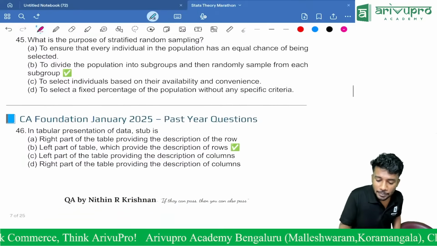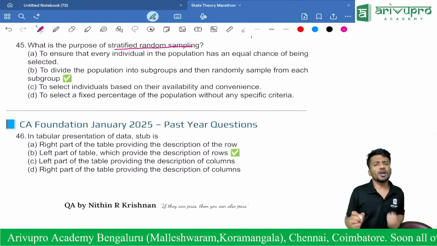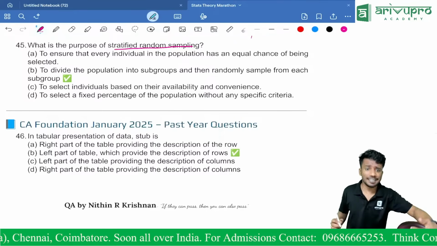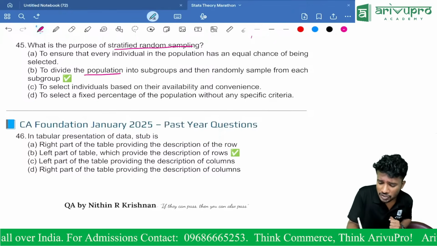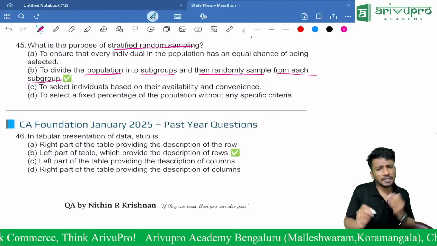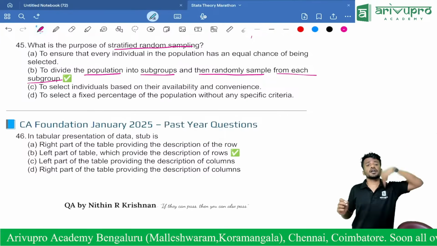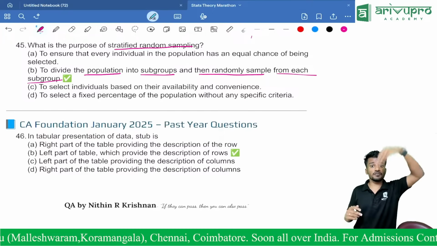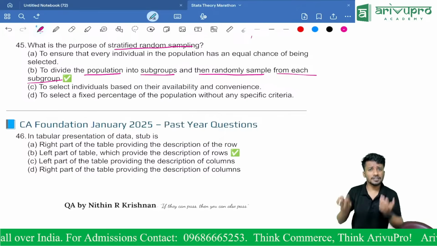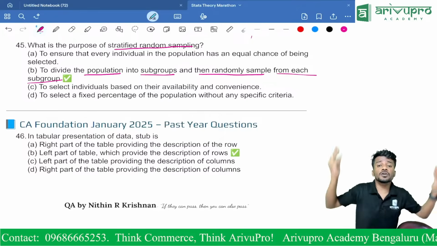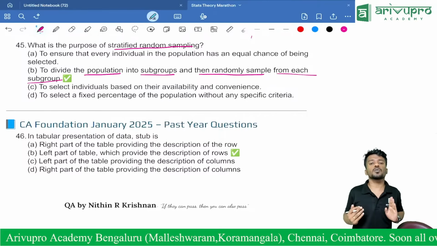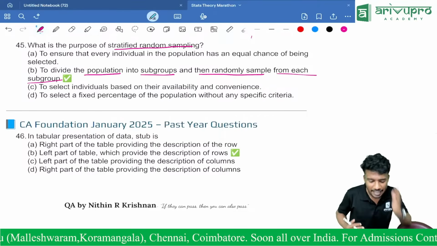Then, what is the purpose of stratified random sampling? What do you mean by stratified sampling? We are converting it into different strata and taking the sample. Look here. Divide the population into subgroups and then randomly sample from each subgroup. For example, in this country there are different states. In these states, there are different districts. In these districts, there are small municipalities and panchayats. Different small groups are there. If you are taking the sample from small groups, then it is called what? It is called stratified random sampling.